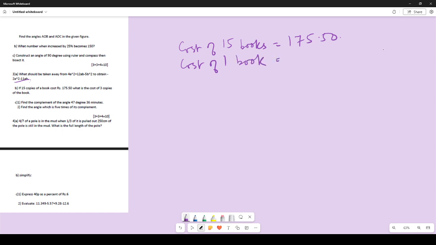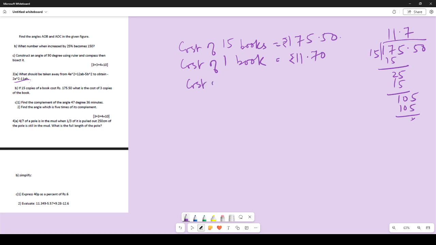Cost of one book will be what? Now let us check this out. I will show you the decimal division very clearly over here. So 15 ones 15, and you are left with 25. So again 15 ones 15, and you're left with 10, and then you bring down the 5, which is after the decimal point. So you put up a decimal point over here. This is 15 sevens 105. So cost of one book is 11.70 rupees.